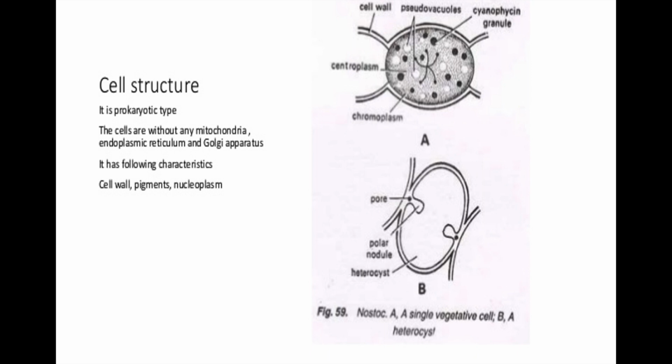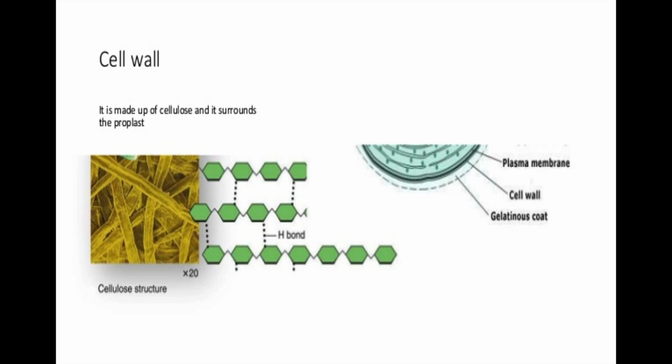So, because they are prokaryotic, they don't have true nuclei. Each cell has a firm and rigid cell wall. The protoplasm is differentiated into outer colored chromoplasm and central hyaline centroplasm.